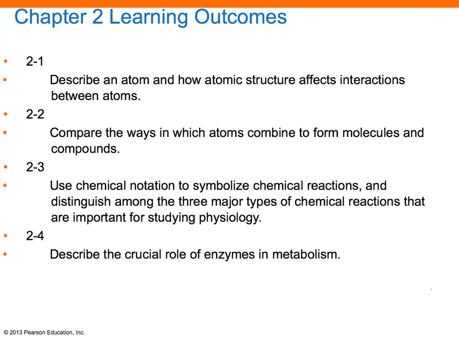Now we're going to begin Chapter 2. Our learning outcomes for this lecture are 2.1, describe an atom and how the atomic structure affects the interactions between atoms. 2.2, compare the ways in which atoms combine to form molecules and compounds. 2.3, use chemical notation to symbolize the chemical reactions and distinguish among the three major types of chemical reactions.